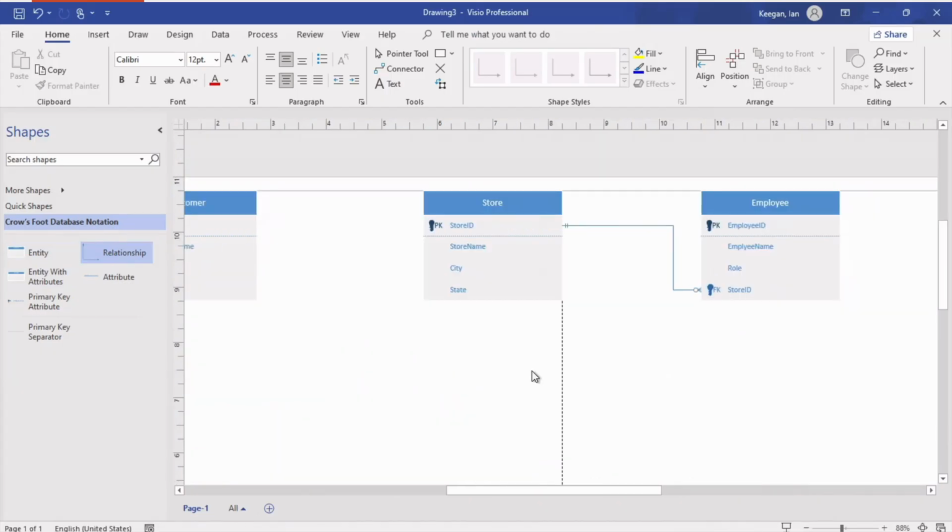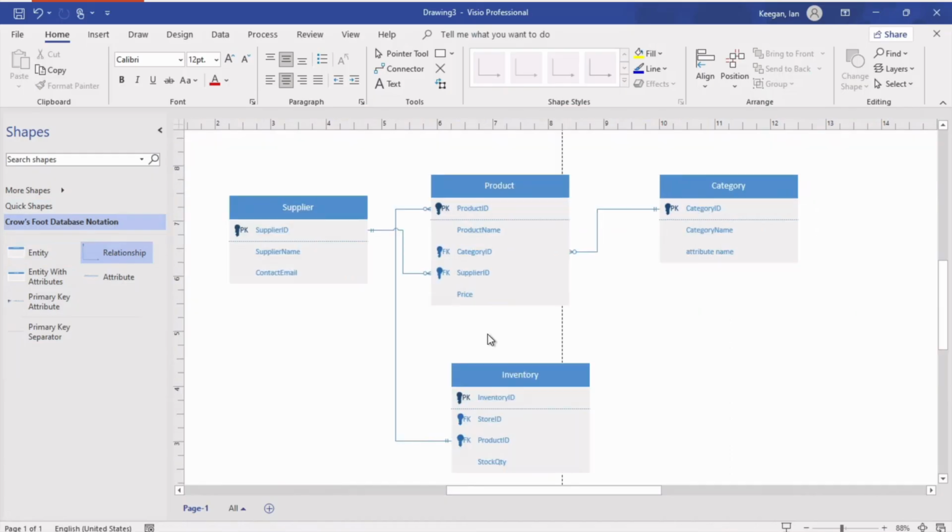Okay, now I'm working on the Best Buy system. Here I first started with the employee to store connection. This connection between the primary and foreign key is stating that a store employs many employees, but each employee works at only one store.